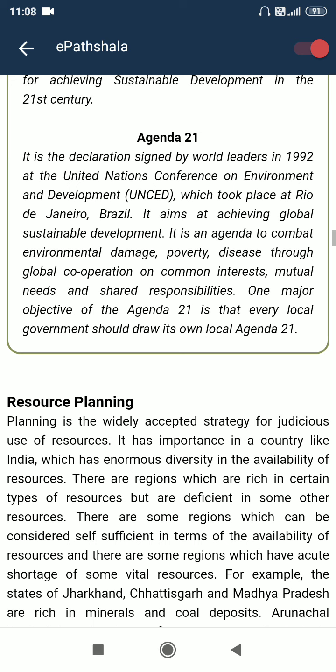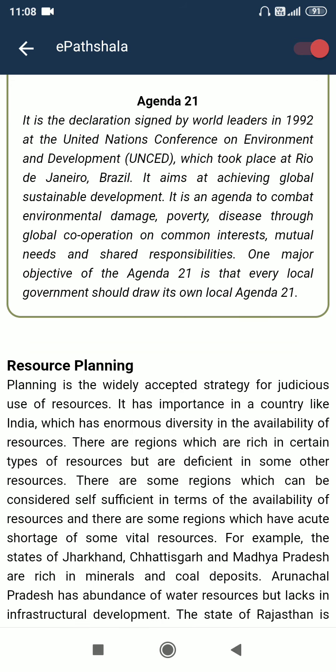Agenda 21. It is a declaration signed by world leaders in 1992 at the United Nations Conference on Environment and Development, UNCED, which took place at Rio de Janeiro, Brazil. It aims at achieving global sustainable development. It is an agenda to combat environment damage, poverty, disease through global cooperation on common interest, mutual needs, and shared responsibilities. One major objective of the Agenda 21 is that every local government should draw its own local Agenda 21.